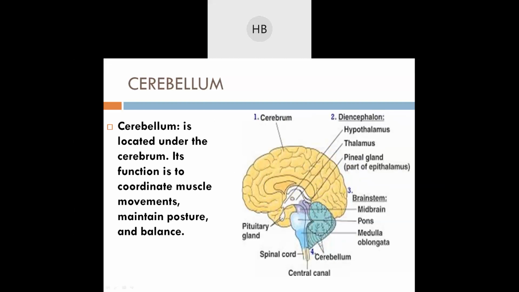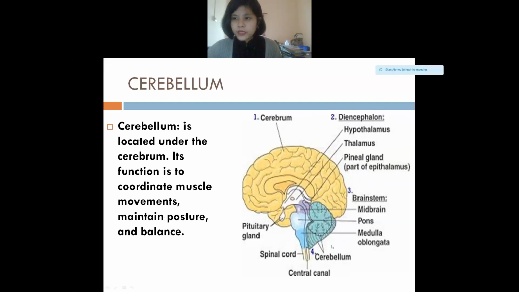Okay, next is cerebellum, this one. So the cerebellum, where is it located? It is located just downside of the cerebrum. So this is your cerebrum, and the cerebellum lies under the cerebrum. And what is the function of this cerebellum? It helps in coordination of muscles.